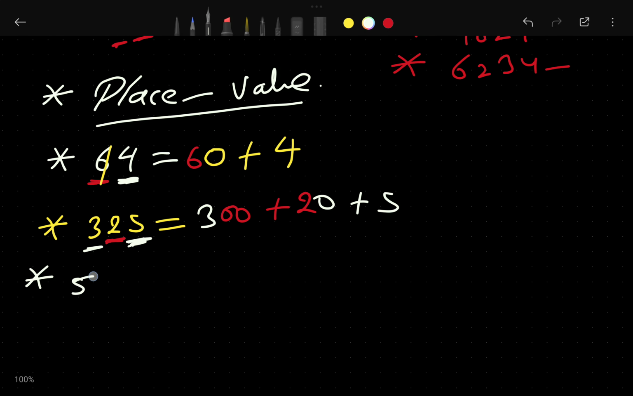Okay, now take another question: 5078. What we have to do is write the 5, then see how many digits are after it: 1 2 3 digits, so put 3 zeros. Then add a plus, then this is 0, so you have to write 0 with 2 digits after it.